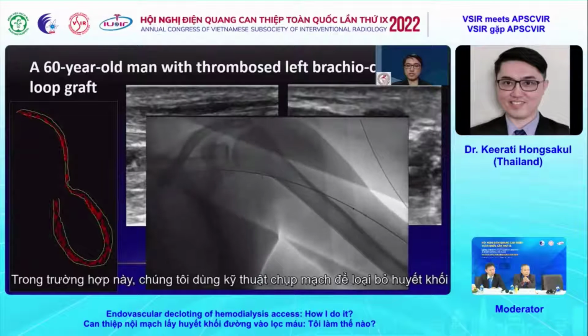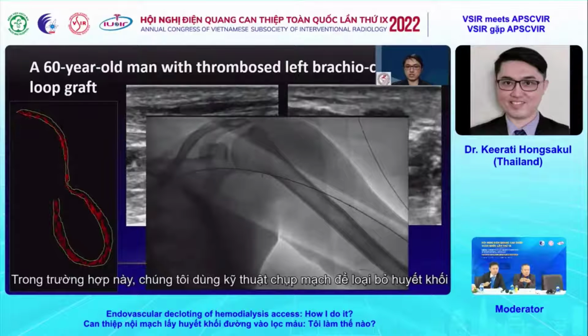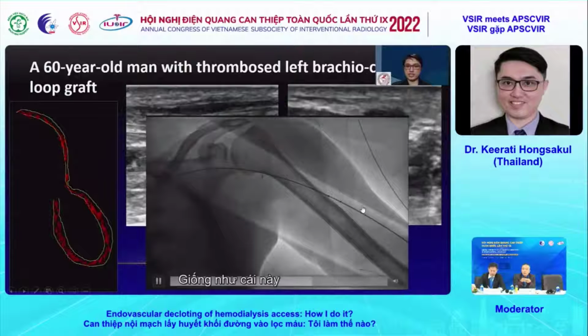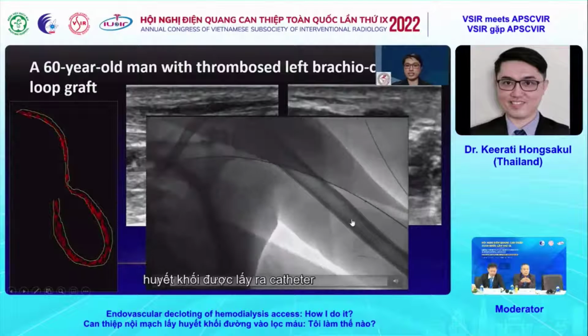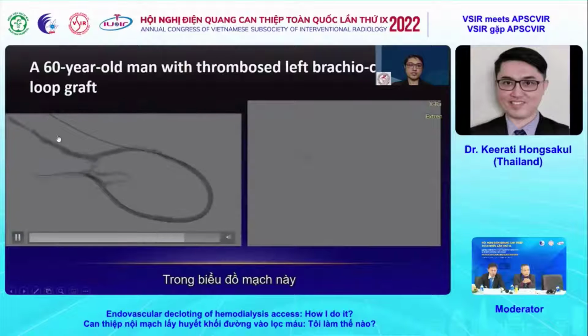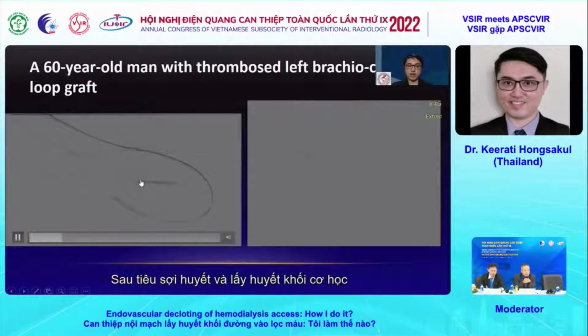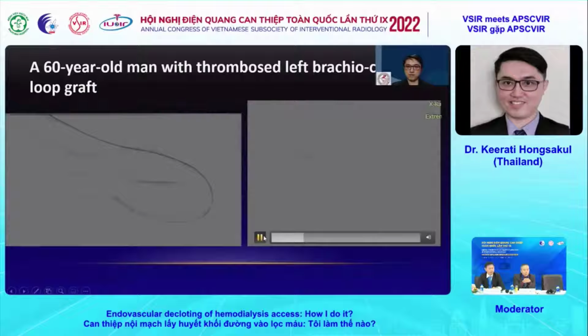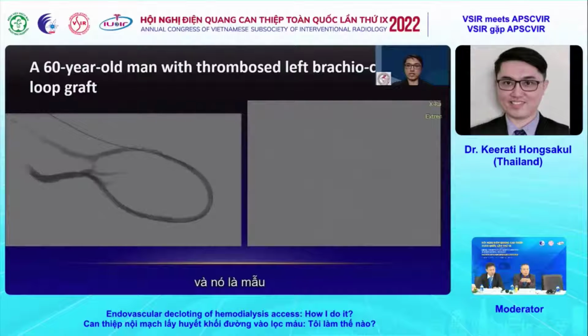In this case, we use AngioJet to remove the clot, like this. It's a bit forward. The clot will be resisted and removed by the AngioJet catheter. And this angiogram, after lysis and removal of the clot by mechanical thrombectomy, is quite good. The cephalic vein is also patent.